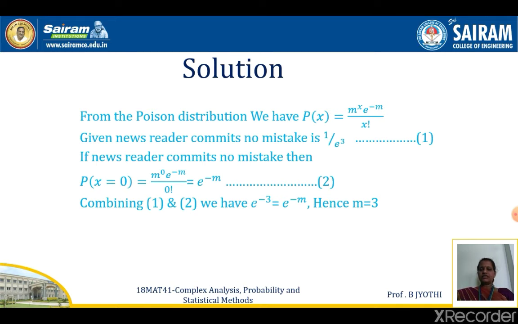If the newsreader commits no mistake, then x is equal to 0, because x is taken as the number of mistakes committed. So m power 0 e power minus m divided by 0 factorial. It gives us only e power minus m, because m power 0 is 1 and 0 factorial is also 1. Call this equation 2. Now let's combine 1 and 2. It gives e power minus m is e power minus 3, or m is equal to 3.